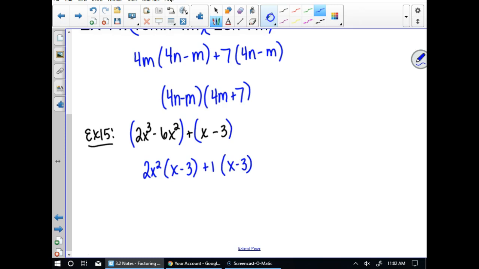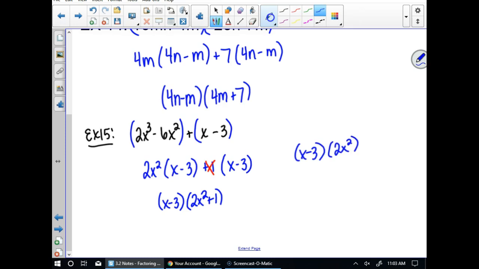So if you can't factor anything out, if it already matches, put a 1 in front of it, and let me show you why you've got to do that. So you got x minus 3 times 2x squared plus 1. All right. Let's say that we didn't put that 1 there, which would be wrong, right? Then we would have x minus 3 just times 2x squared, right?